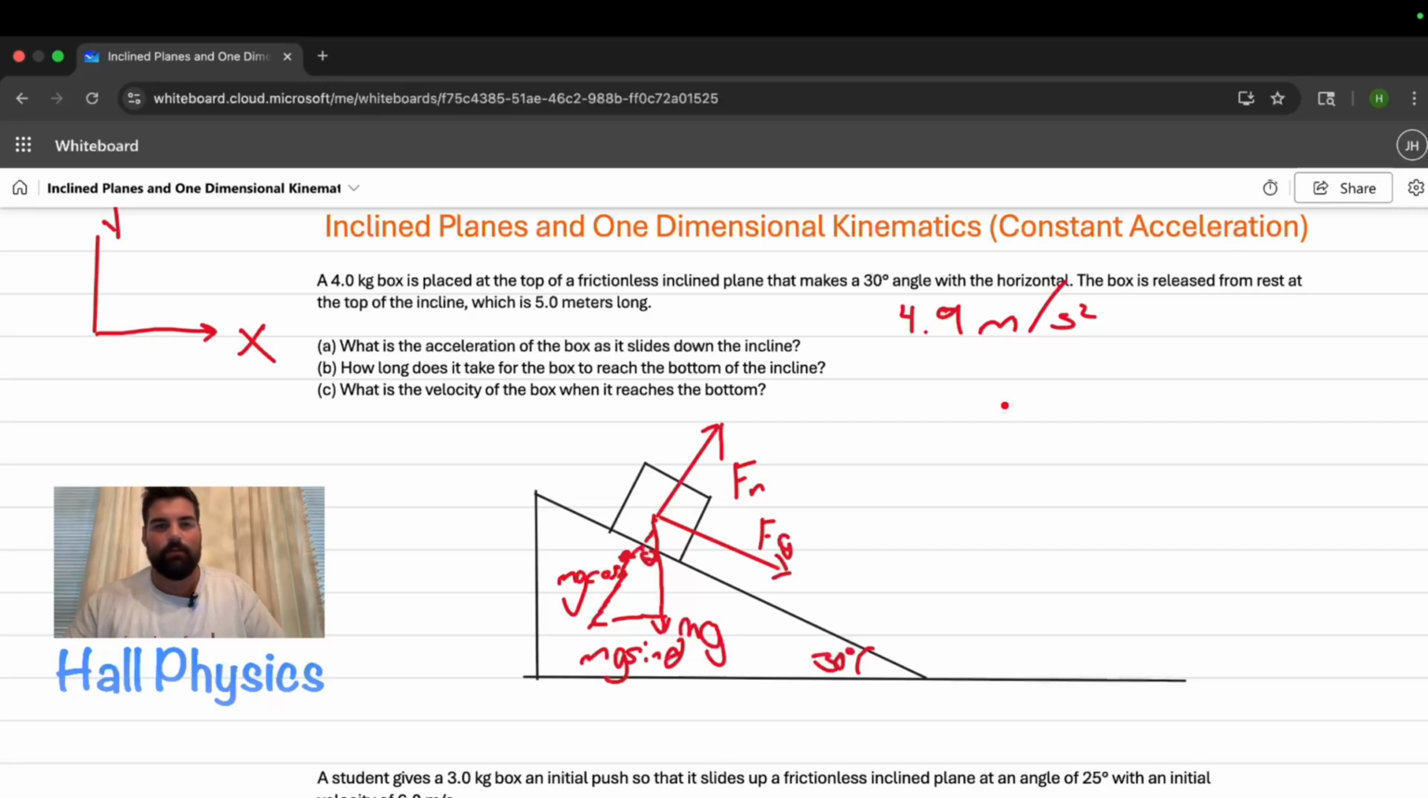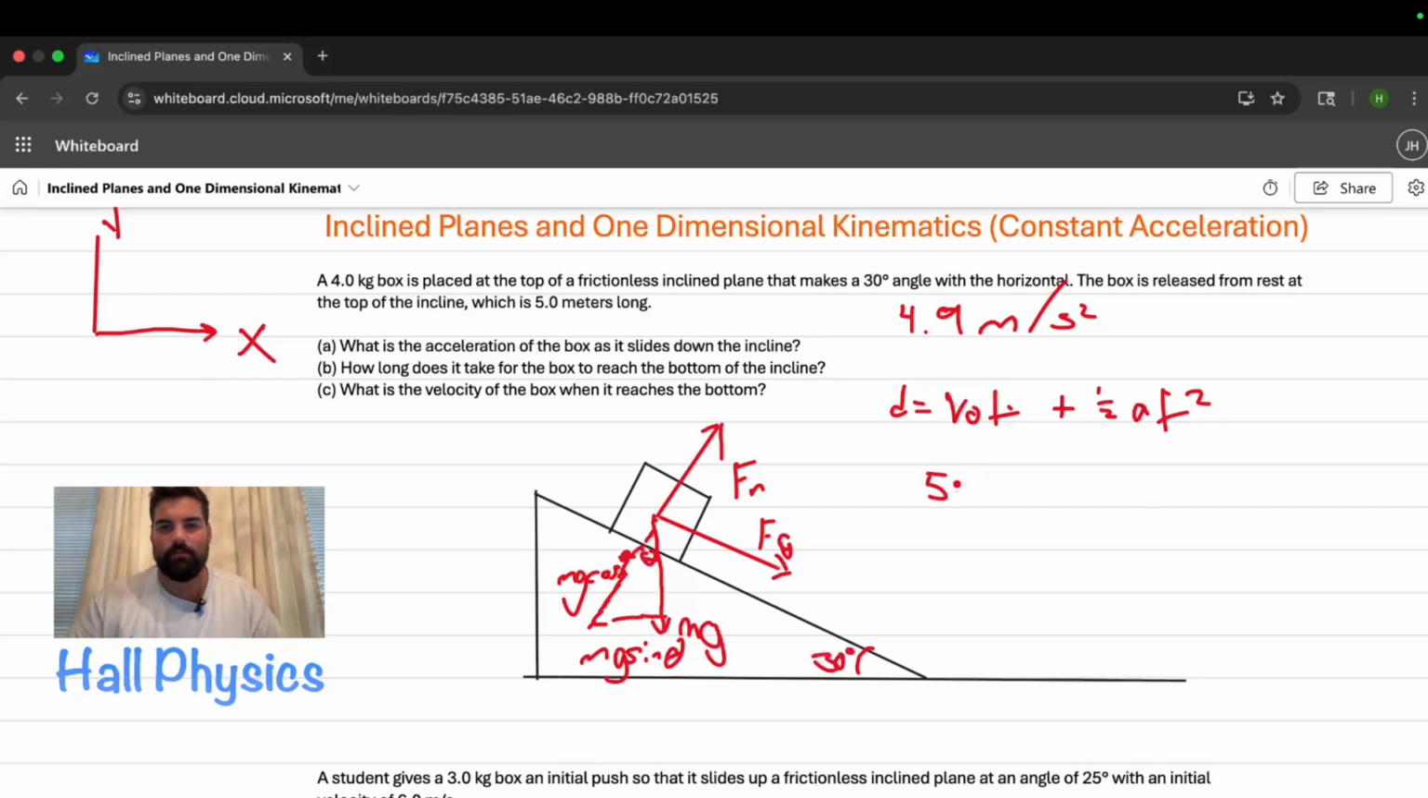Now the formula I want to use for B is going to be distance is equal to initial velocity times time plus 1/2 times acceleration times time squared. Okay, let's plug in some numbers.